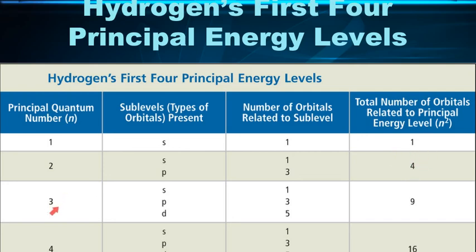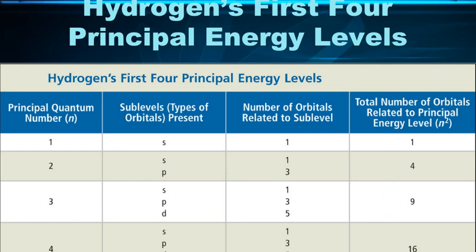And then for the principal quantum number n equals 3, we have s, p, and d orbitals. s is 1, p is 3, and d is 5. That gives you a grand total of 9 orbitals. For n equals 4, we got s, p, d, and now f, which will give us 1, 3, 5, and 7. So you can kind of see the patterns forming in each of these, which would give us a total of 16.